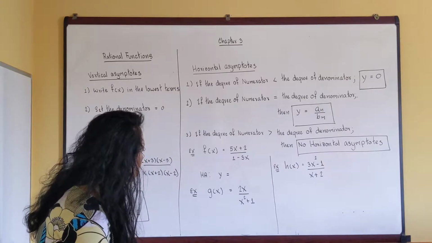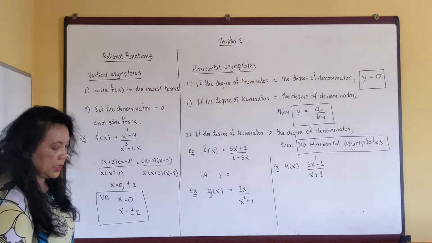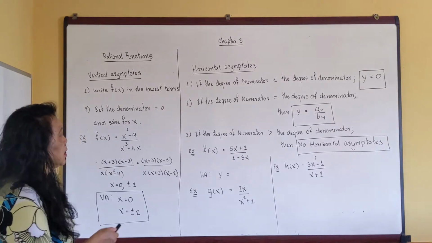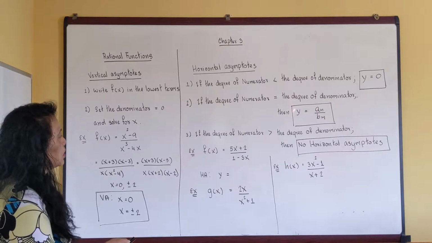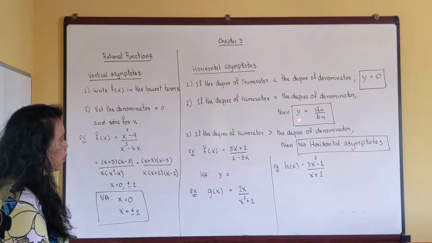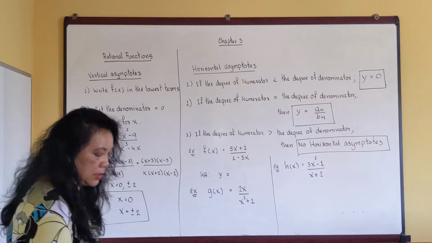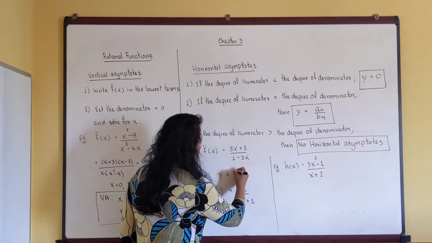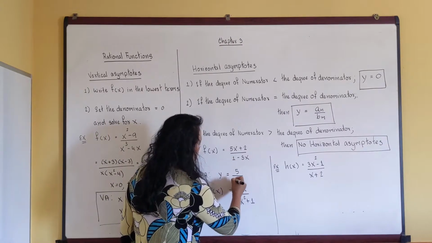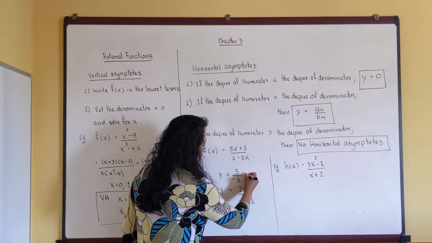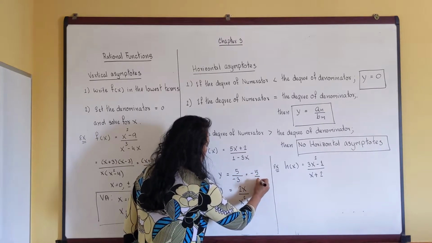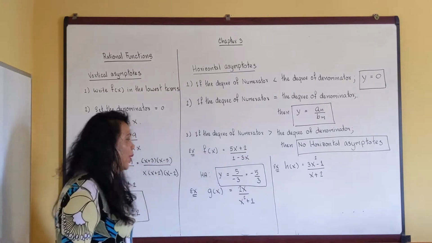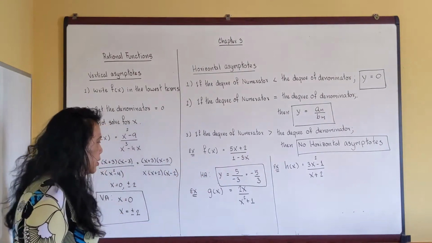So let's look at our example. The first one, the degree of numerator is 1. The degree of denominator is also 1. So it falls in the second property here. So the horizontal asymptote is going to be y equal the ratio of coefficient of numerator and denominator. So the leading coefficient of numerator is 5. Leading coefficient of denominator is negative 3. So it's negative 5 over 3. That is the horizontal asymptote. The negative can go up, can go down, or can go in the front.